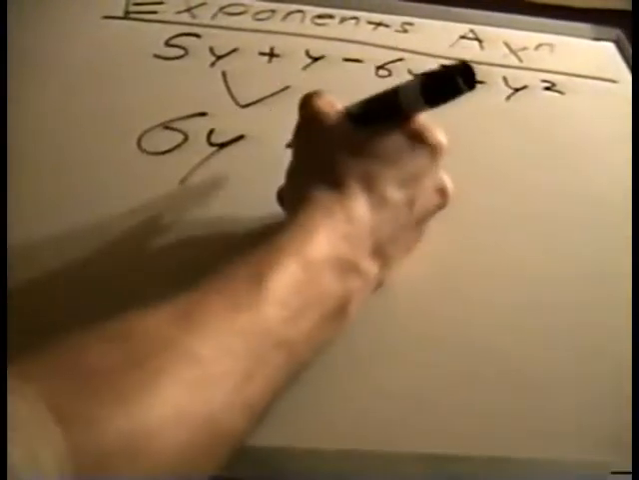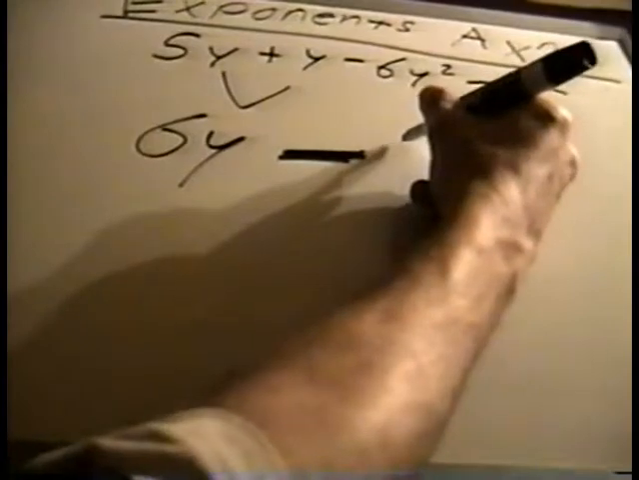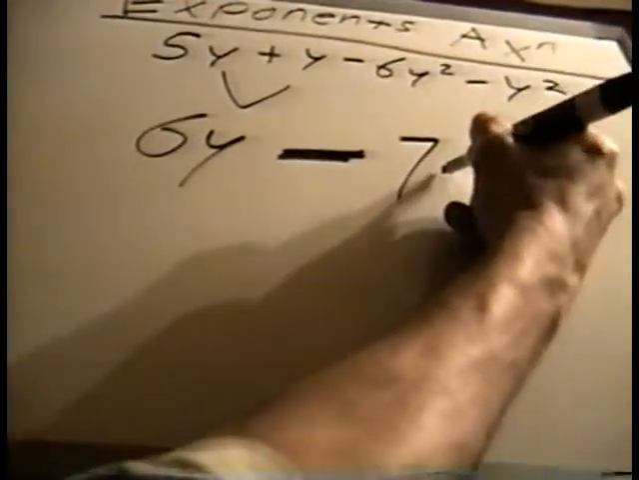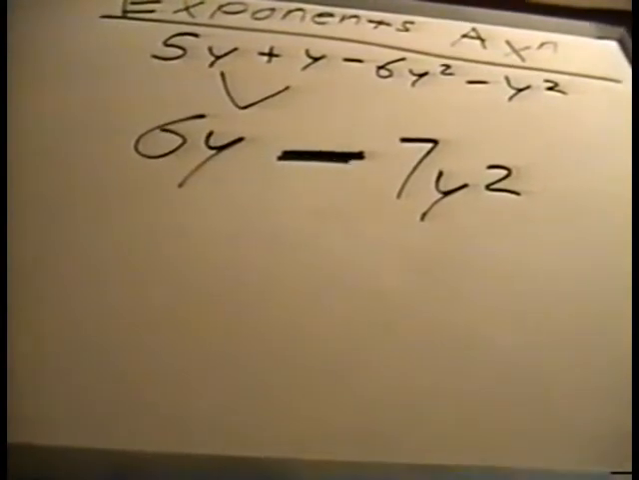I'm going to show you some examples of like terms. Now let's say we have xy plus xy. It's going to give you 2xy.